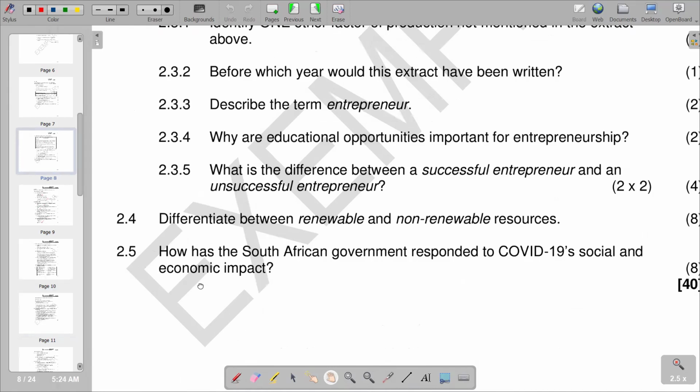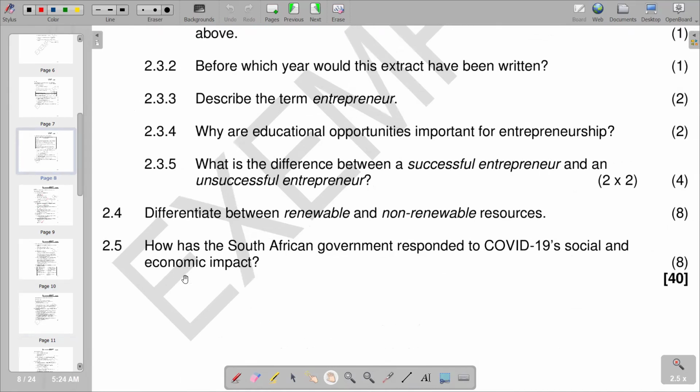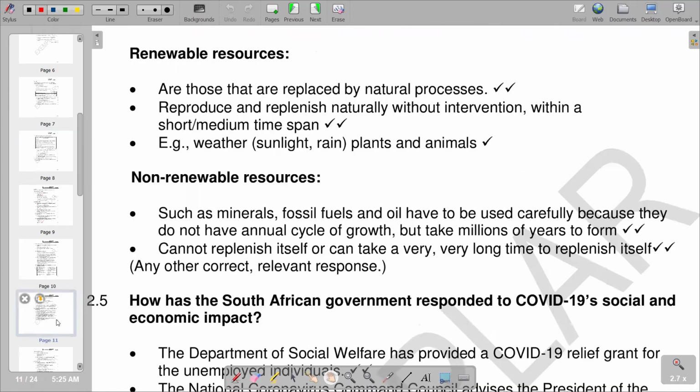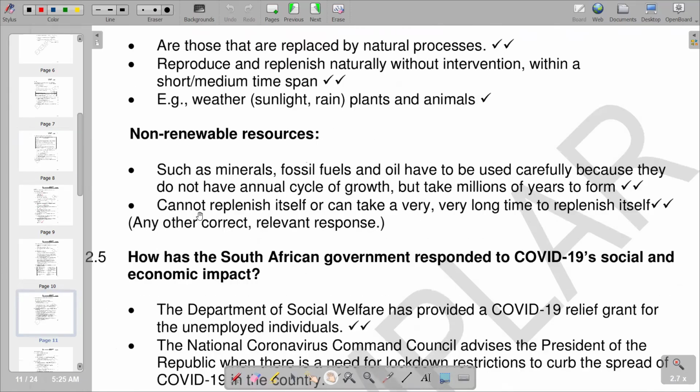Then the next question, which is the last question in terms of our question two, reads: how has the South African government responded to COVID-19's social and economic impact? The question has 8 marks, and it requires you to raise at least 4 points. These are the intervention methods that were used by the South African government during the COVID-19 pandemic that we need to put down. We also have those listed in our other section.